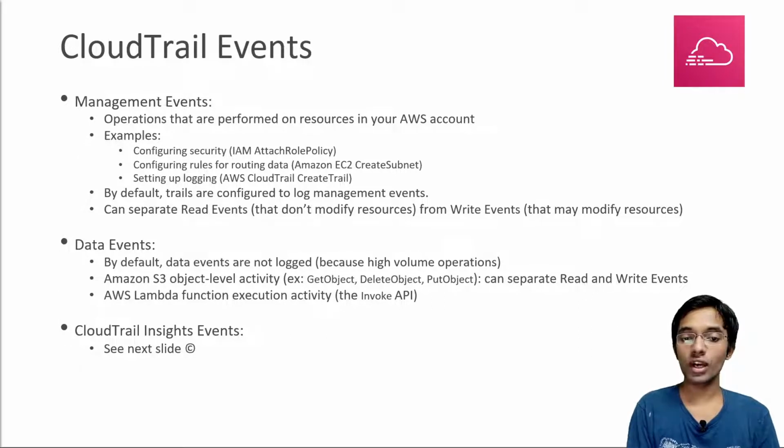So this is why they are not logged by default, and you have the option to separate read and write events. A read event would be a get object, whereas write events would be a delete object or put object. Another kind of event you can have in CloudTrail are AWS Lambda function execution activities. Whenever someone uses the invoke API, you can get insights about how many times the Lambda functions are being invoked.